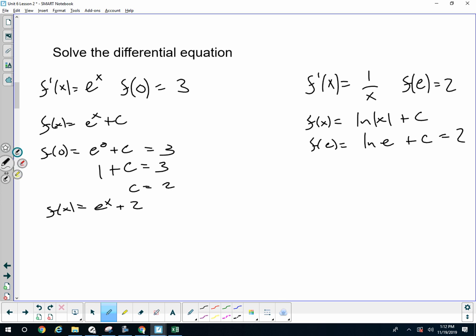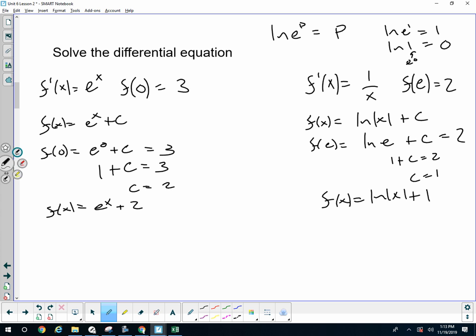We need to know what the log of e is. We need to know what the log of 1 is. We need to know what the log of e to any power is. If you need a reminder, the log of e to any power is the power. Not too long ago, we had derivatives of logs and analysis of log functions, maxes and mins, points of inflection. So recall log of e would just be 1 because it's e to the first. The log of 1 is 0 because that's e to the 0. You have to know those. That's important. So this is 1 plus c is equal to 2. C is equal to 1. Here's my solution to my differential equation. Okay?